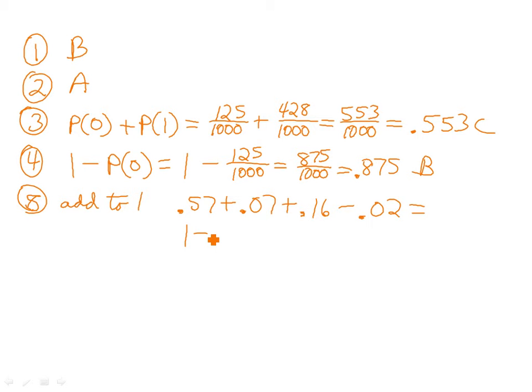0.57 plus 0.07 is 0.67, 0.67 plus 0.16 is 0.80, 0.80 plus 0.02 is 0.82. Subtract that from 1. That means we were missing 0.18. And that was letter D.